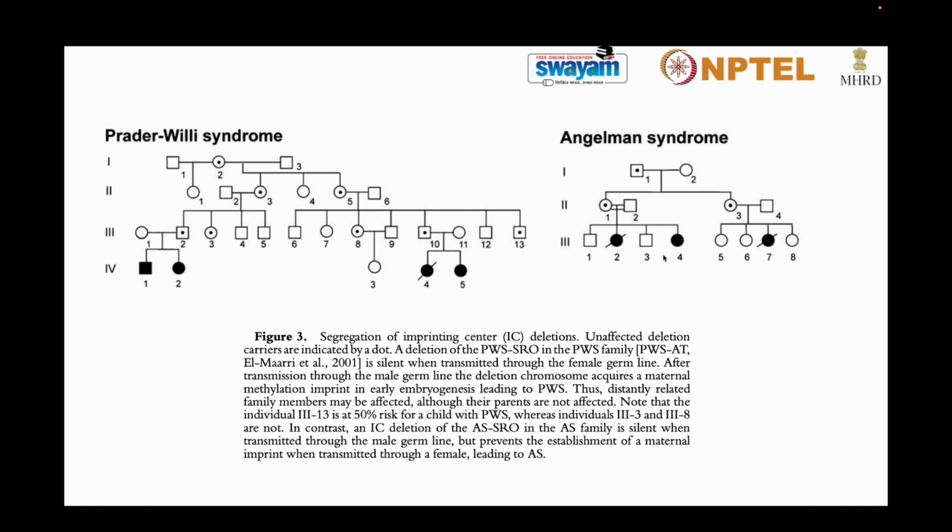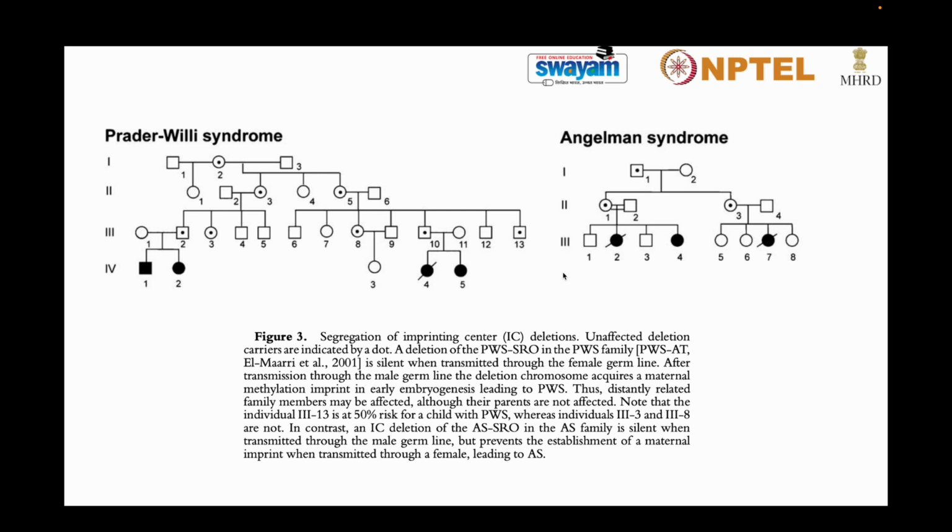Okay, so if we look at Angelman syndrome, what they are saying in contrast is that an IC deletion, that is an imprinting center deletion of the Angelman syndrome SRO in the AS family, is silent when transmitted through the male germline, but prevents the establishment of the maternal imprint when transmitted through the female, leading to Angelman syndrome. So when a father transmits it, it will remain silent, but as soon as the female transmits it, it becomes visible and the offsprings get affected. So I hope it is clear.